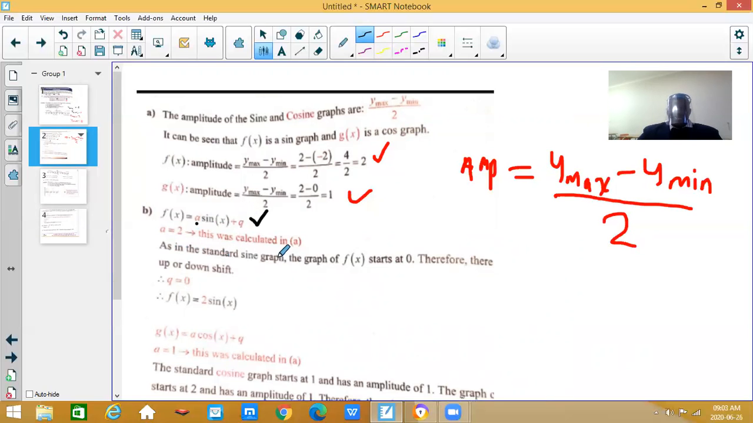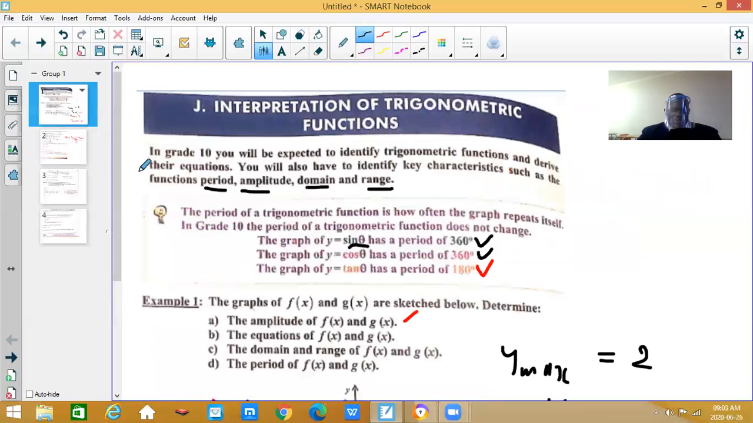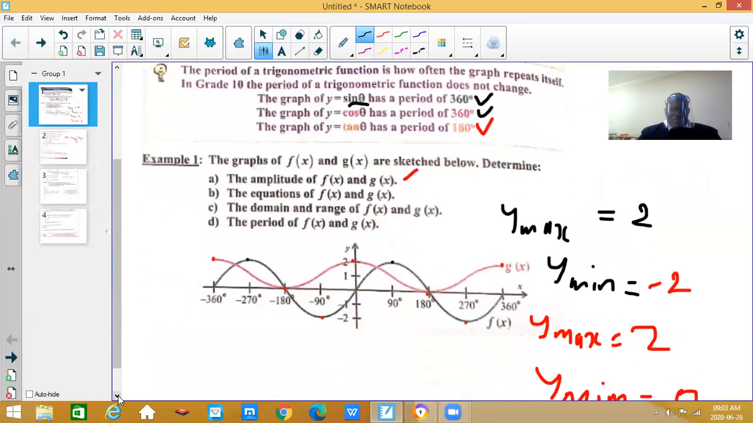As the standard sine graph, the graph of sine of f(x) always starts at 0. Therefore, there are no up and down shifts. Let us look at it. Since it starts at 0, we want to look at this graph. Where does it start? Right, the one for sine starts here, at 0, 0. We can take this point and plug it into our f(x) graph.